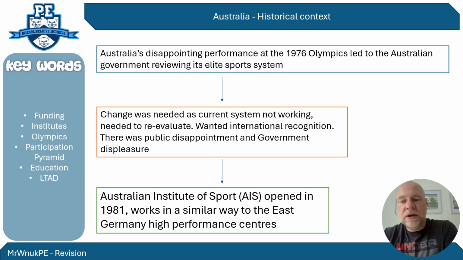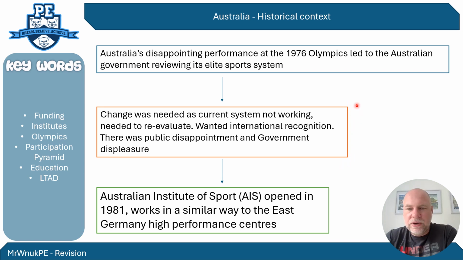Now, an exam question might ask you about the Australian talent identification programs, and it's useful to know the sort of historical background. Now, in Australia in the 1970s, they had a really poor performance, and the Australian government were like, we need to improve this, and they reviewed their elite sports system, and they reviewed what other countries were doing at the time, and they decided the system wasn't working, and they wanted international recognition.